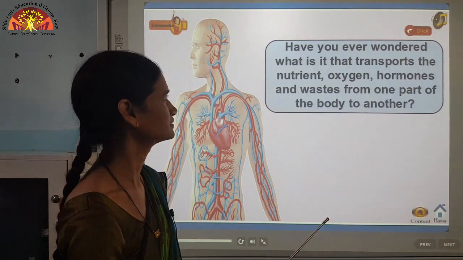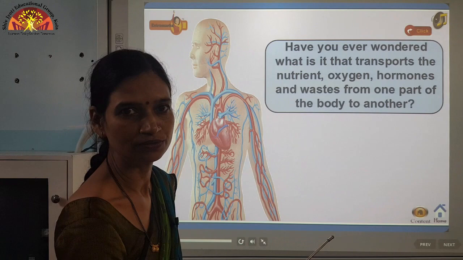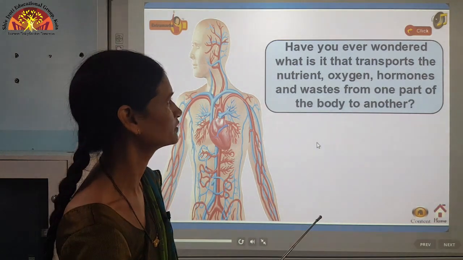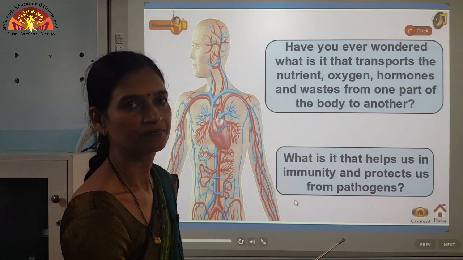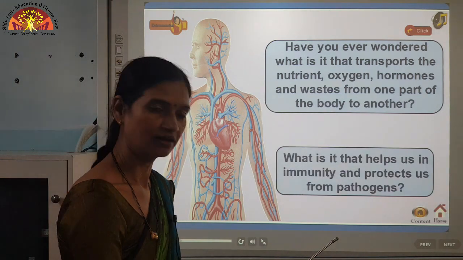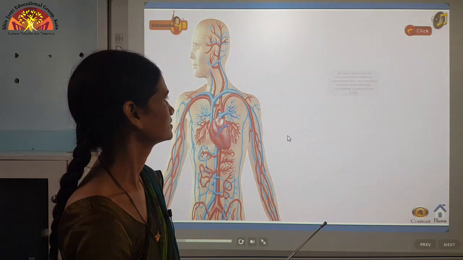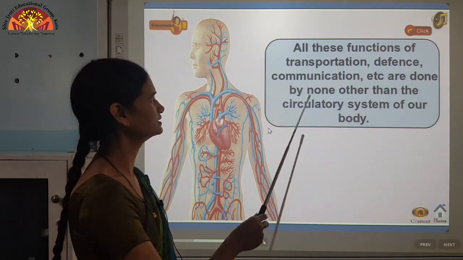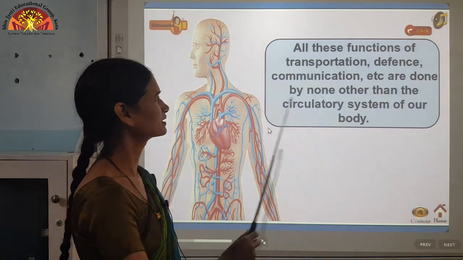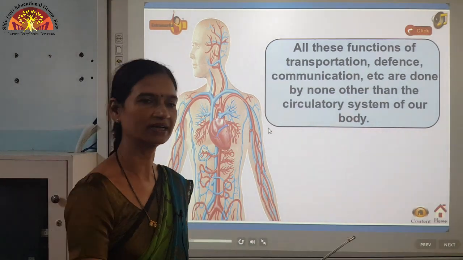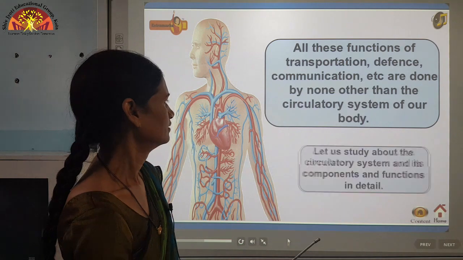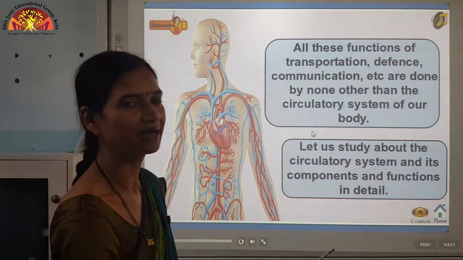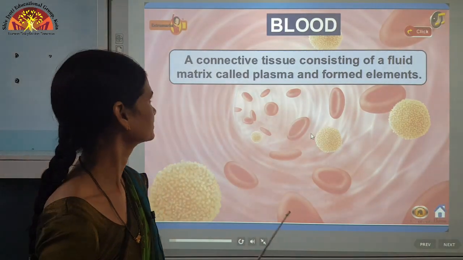So children, the answer is that we are able to transport all these substances with the help of a system known as the circulation of substances. All these functions of transportation, defense, communication, etc. are controlled by the system which is called the circulatory system. Now we will be studying the components of the circulatory system and its function in detail in this chapter.